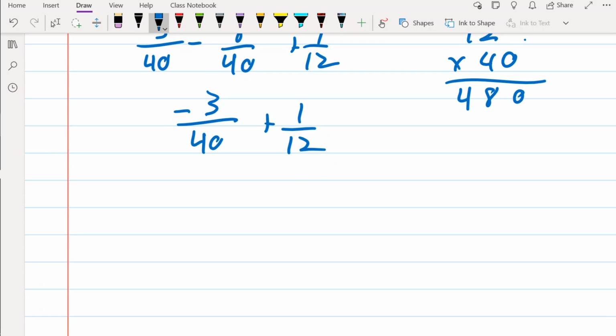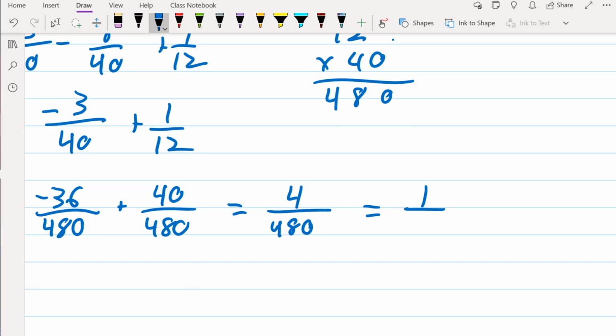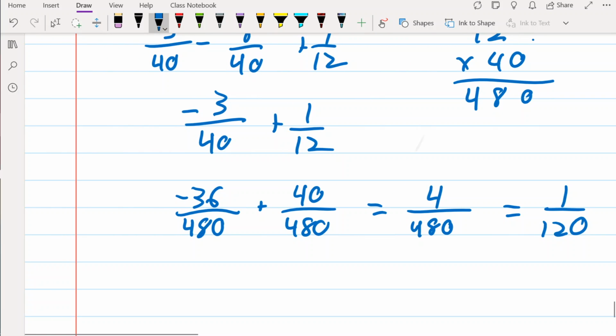So 3 times 12 is going to be 36, so 36 over 480 plus, and then we're going to take 12 and we're going to take 1 times 40 and then 12 times 40. So it'll be 40 over 480, and this will equal 40 minus 36, which is 4 over 480, which will equal 1 over 120, which is our answer to this problem.